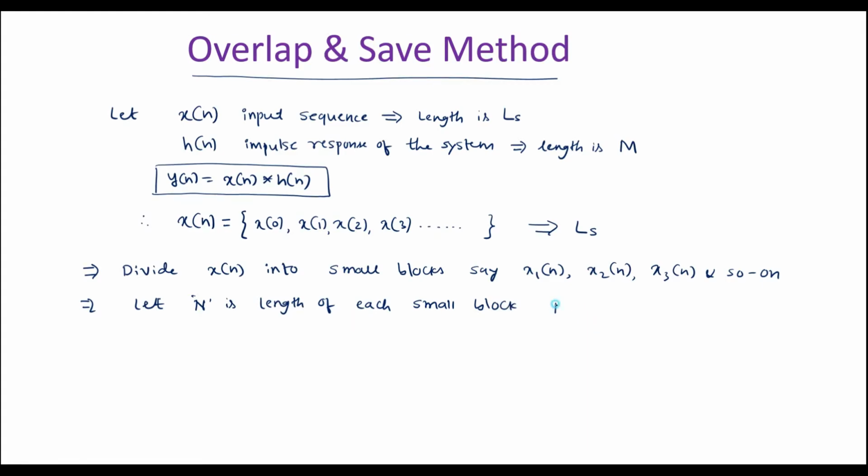So I can write N is equal to L plus m minus 1. From this we can get L is equal to N minus m plus 1. So here N is the length of each small block, m is the length of the impulse response of the system, that is h of n. Shortly I will come to L. I will explain later what this L is.